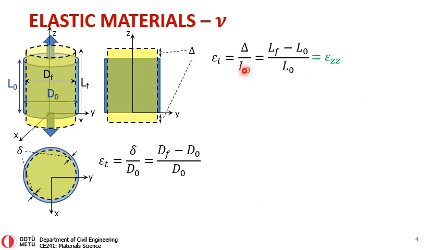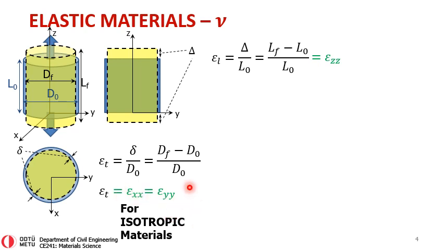If we were to label these strain values with this XYZ coordinate system, this will be termed epsilon ZZ, and transverse direction strains will be considered as epsilon XX or epsilon YY. So along the x-axis or along the y-axis, they will be the same. And remember, for an isotropic material, we can say that these strains are equal to each other.